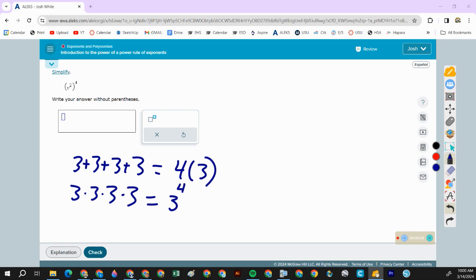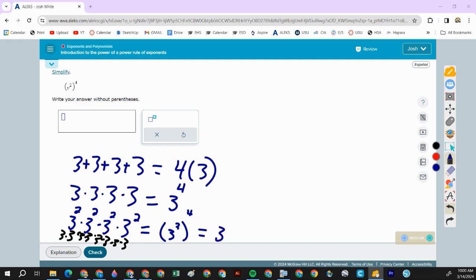Okay? But what if I had 3 squared times 3 squared times 3 squared times 3 squared? That is 4 copies of 3 squared. So we have 3 squared to the 4th. And if I break this down, this is 3 times 3, this one is 3 times 3, this one is 3 times 3, and so on. And if I count them all up, I have a total of 3 to the 8th.